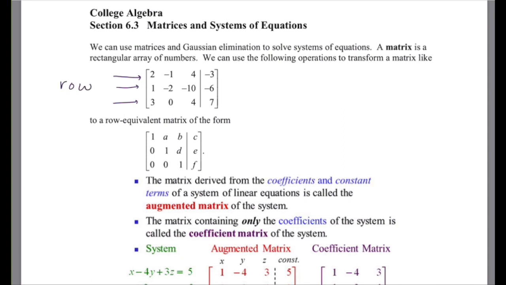Each one of these pieces here is what we call a row, and each one of these values we have here are columns. And within each column, we have an item, a single number. This is what we call an element.